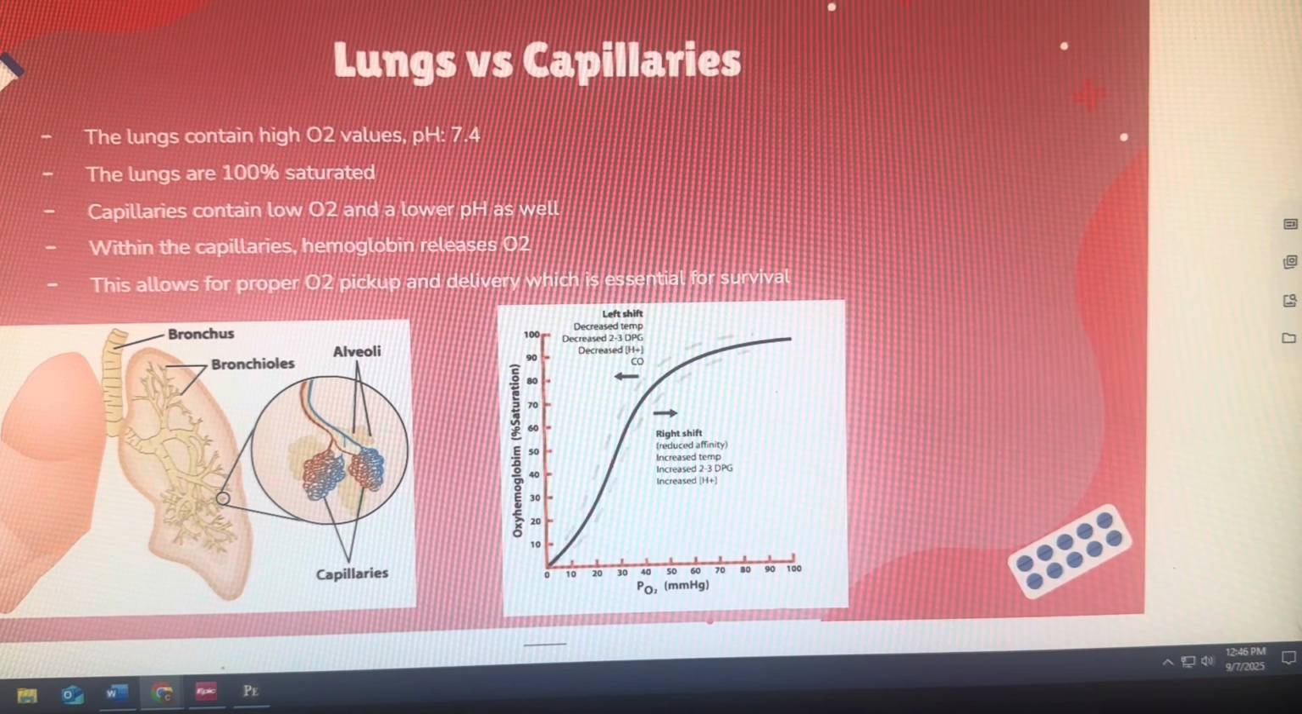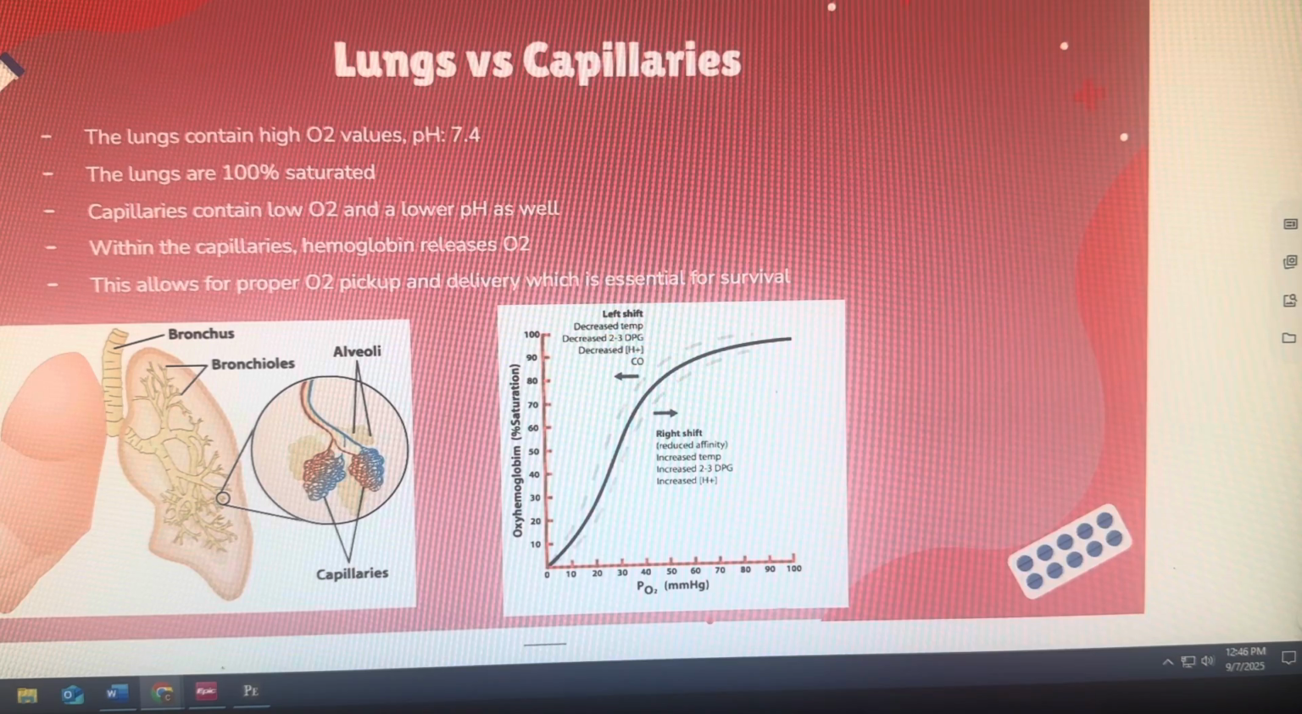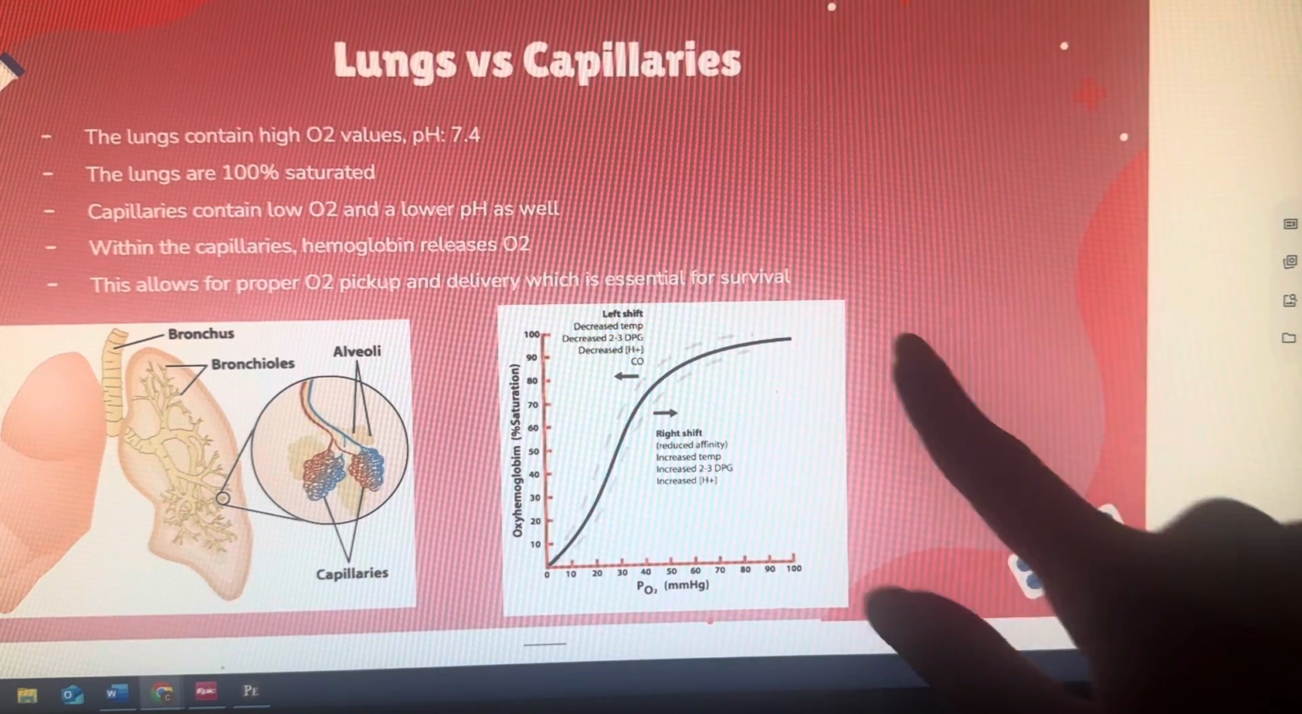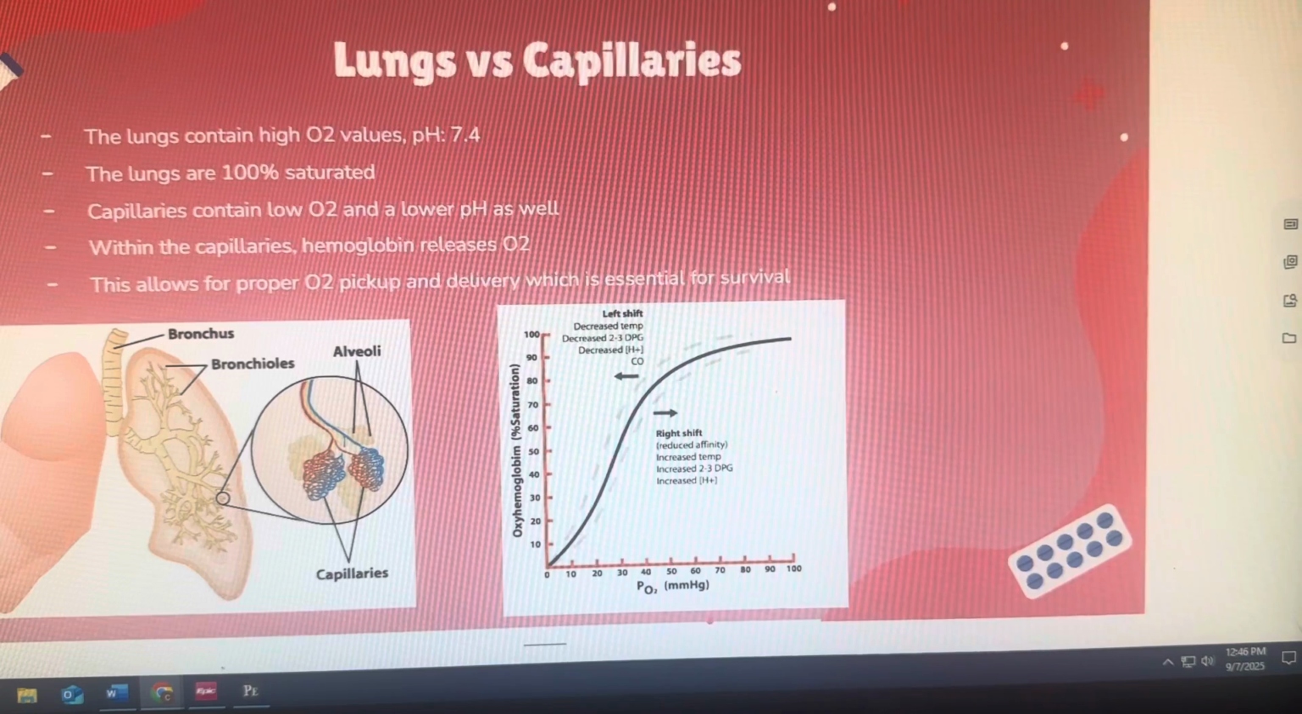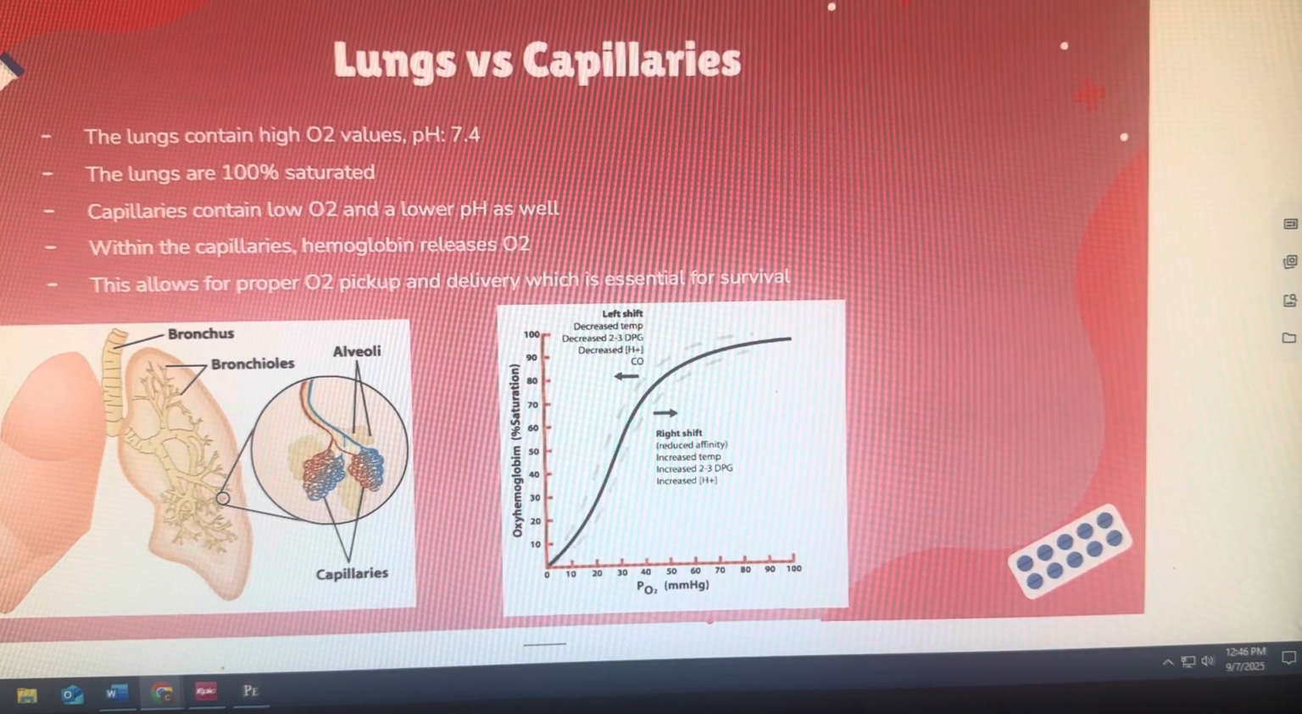In contrast, in the tissues and the capillaries, oxygen levels are much lower because the cells are constantly using oxygen for metabolism. When hemoglobin enters these lower oxygen areas, it starts to release its oxygen. This is exactly what the body needs: oxygen delivery to places where it is being consumed. The sigmoidal dissociation curve, which is right here, you can see it, shows this beautifully. At high oxygen levels in the lungs, hemoglobin loads up. At lower oxygen levels in the tissue, it unloads. This contrast between the lungs and the capillaries is essential for our survival.